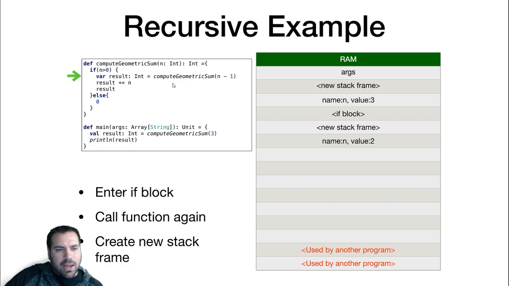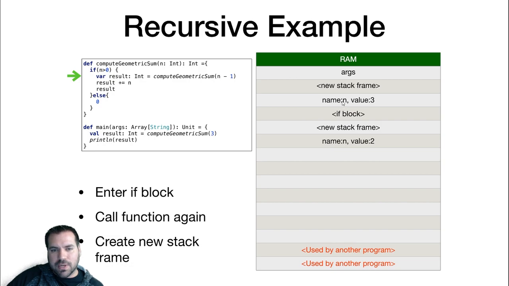And when we enter that new block, the first thing we do is check n. 3 is greater than 0. Enter this. First thing we do here is create a new stack frame for computeGeometricSum again. So we're actually calling the same method that we're currently executing. We put a new frame on the stack for the new method call and do the same thing: assign its parameter equal to the argument. The argument is n minus 1. So in this new stack frame, we have a variable named n with a value of 2.